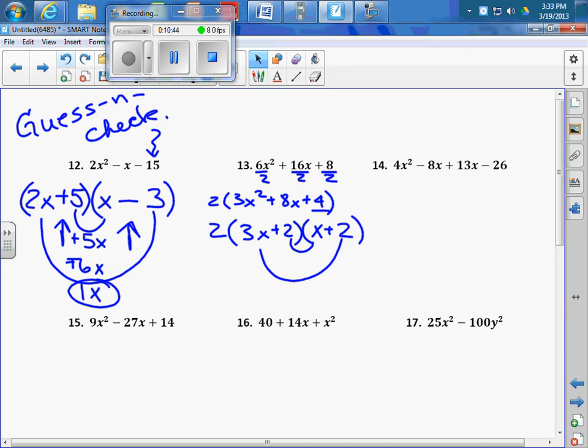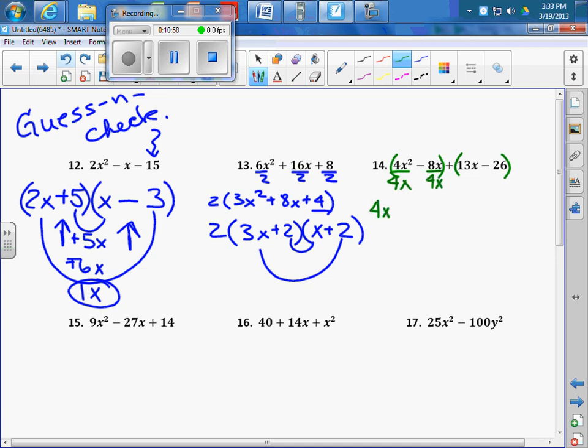In number 14, we have 4 terms. Factor by grouping. Group the first 2 together, group the second 2 together, and factor out the GCF out of each one. Here we have a 4x. So I'm going to have 4x times the quantity x minus 2. I'm going to factor a 13 out of the second group. I'm going to have plus 13 times x minus 2.